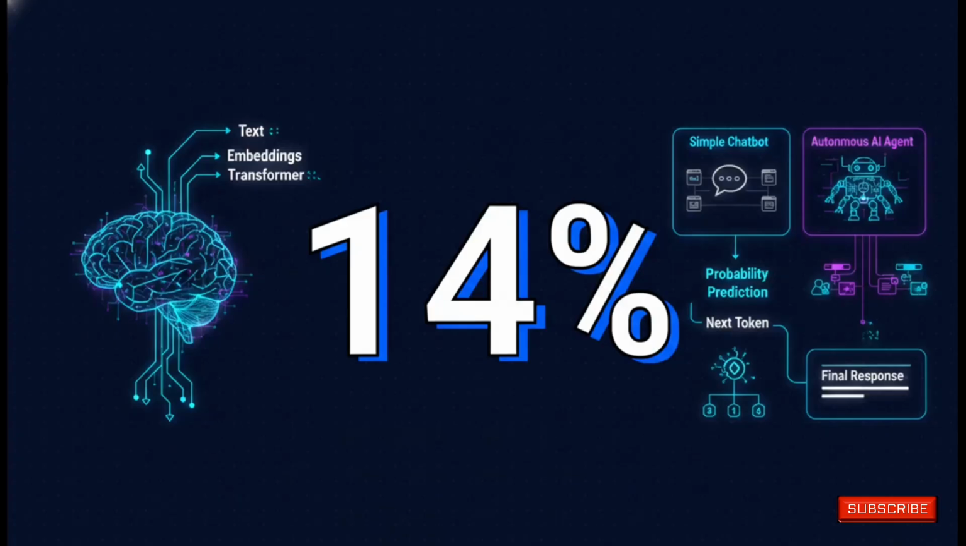But here is where the evolution gets truly fascinating. 14% of organizations have already implemented AI agents at scale. We're moving away from AI as a simple chatbot tool that just sits there waiting for a prompt, and toward AI as an autonomous team member capable of executing complex, multi-step workflows across completely different software systems.